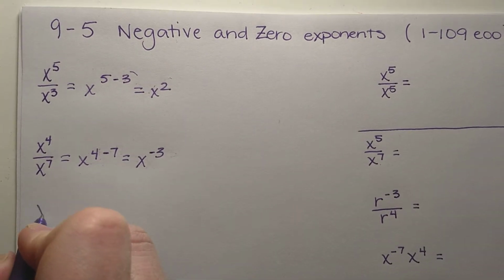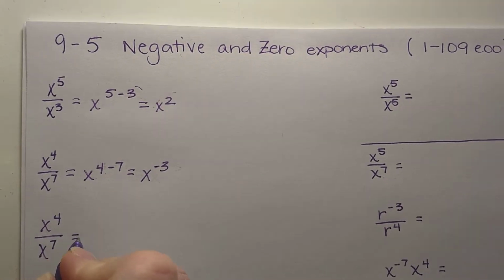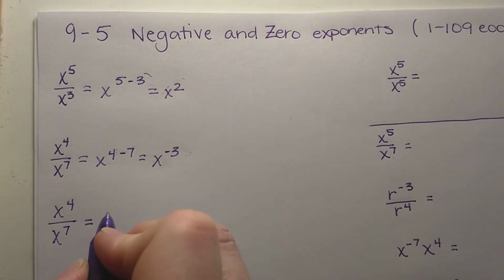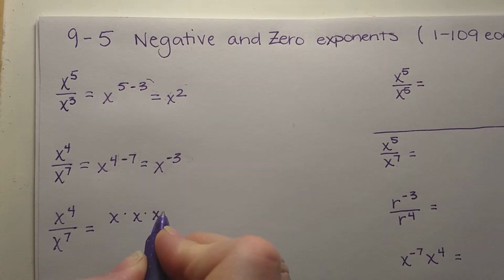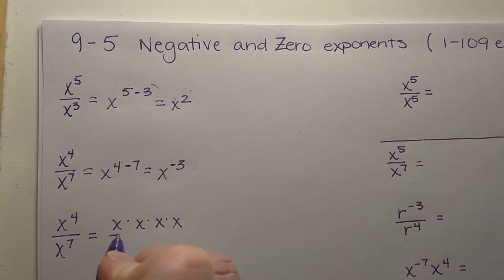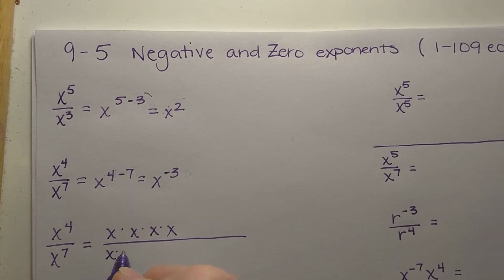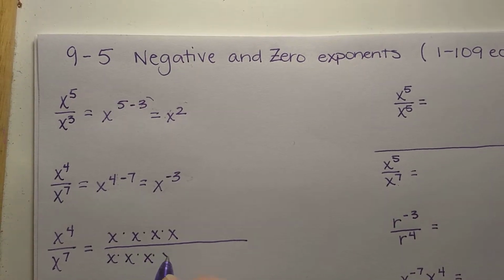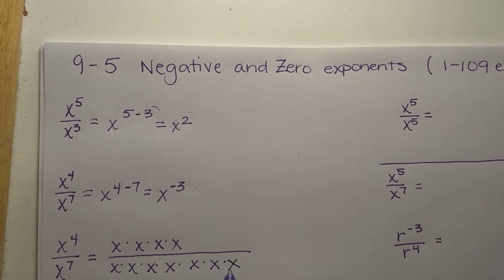So let's break this down. X to the fourth over x to the seventh. Let's use what we know about exponents. X to the fourth means x times x times x times x. On the bottom, and on the top I have 7. 1, 2, 3, 4, 5, 6, 7.